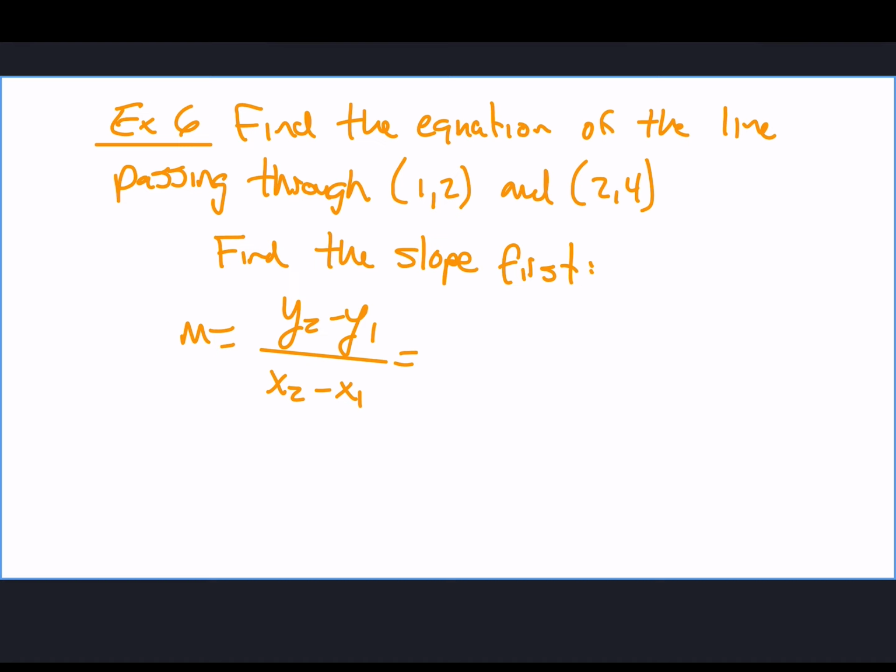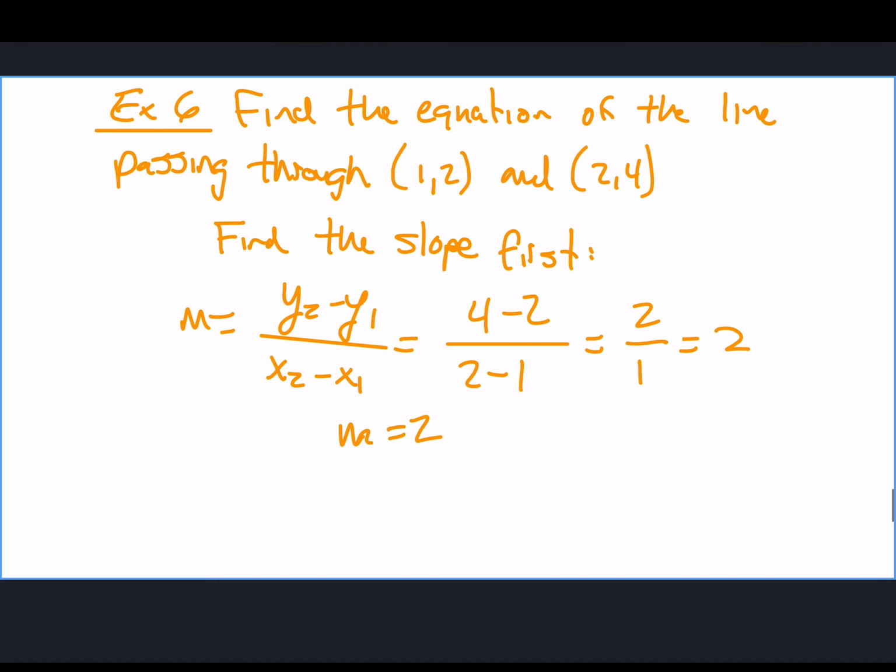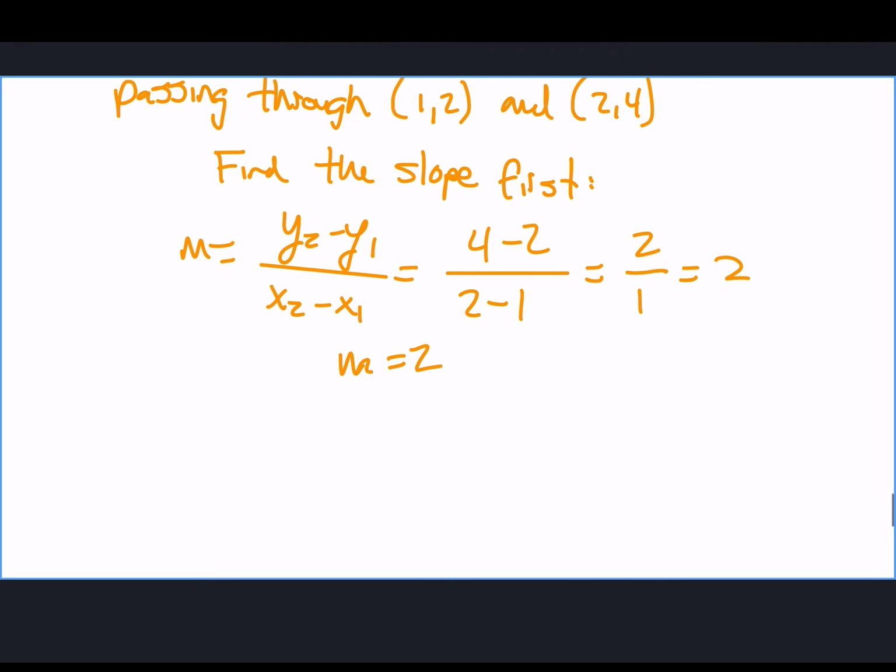All right, we'll use the second point as x2, y2. So we'll do 4 minus 2 over 2 minus 1. What's 4 minus 2? And 2 minus 1? So our slope is equal to 2. So now we can plug into our point slope formula, y minus y1 equals m times x minus x1.